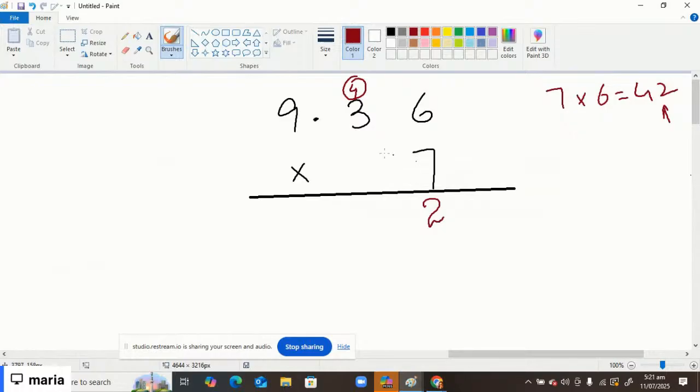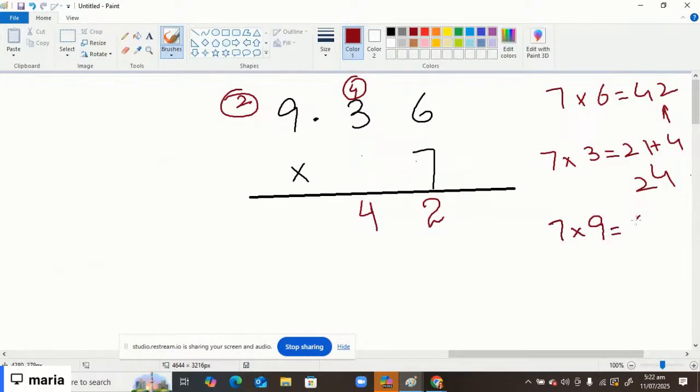Okay. Now 7 times 3 is 21. Adding carry, which is 4, that becomes 24. Now again 4 is put down and 2 moves up as a carry. Now just multiplying 7 with the 9. 7 times 9 is 63 plus 2, that becomes 65. Now we just put down the full number. This is the answer, but we also put the decimal point.